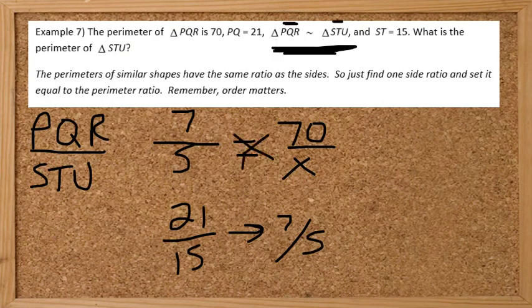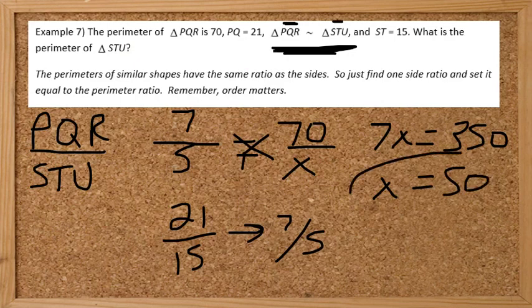Cross multiply and divide. 7x is equal to 350. Divide both sides by 7. There's our perimeter of that other triangle.